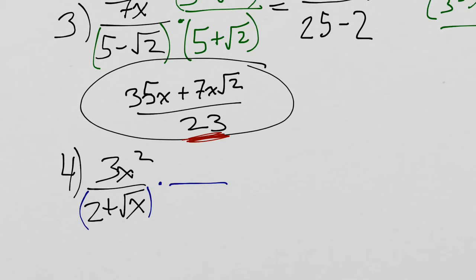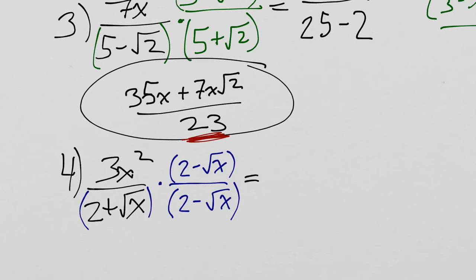I think it's a conjugate. We multiply by the conjugate of 2 plus square root of x, which is going to be 2 minus the square root of x, on the top and the bottom. I think that is called the conjugate. I know with complex numbers, it's called the complex conjugate. So, I think I'm right.